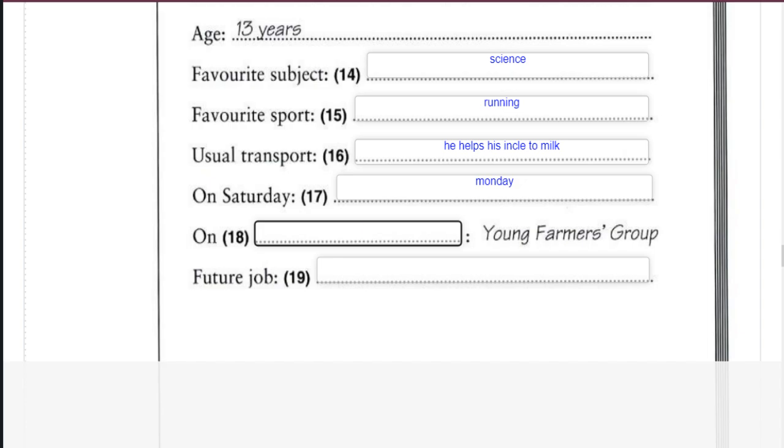My father thinks I should work in his business, but I want to be like my uncle and have my own farm one day. My mother says I'll have to go to agricultural college first, so I'm going to work hard to pass all my exams. Thank you, Mike.